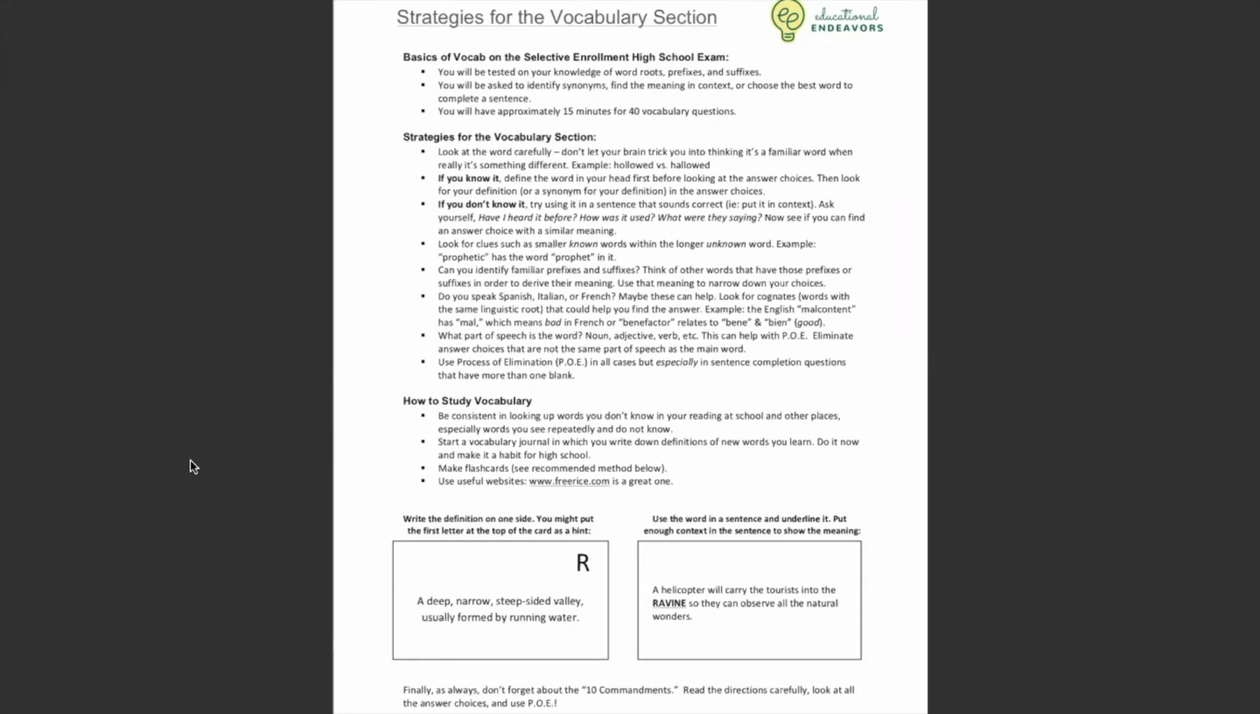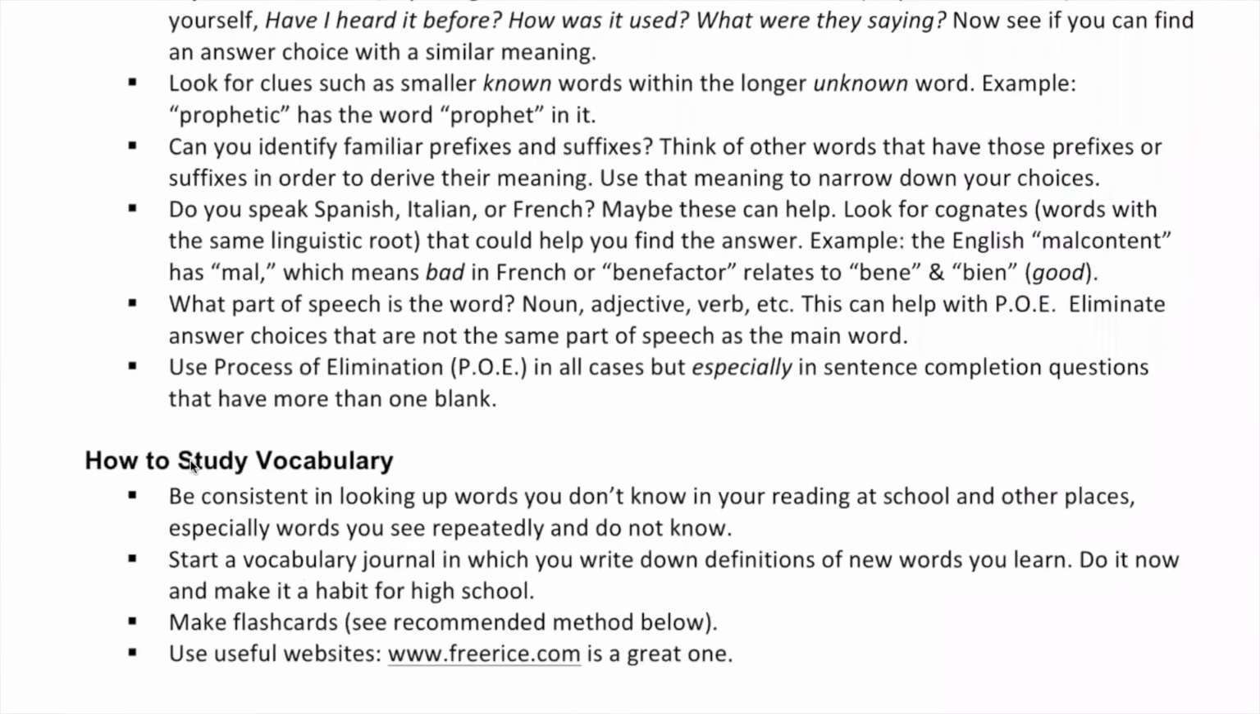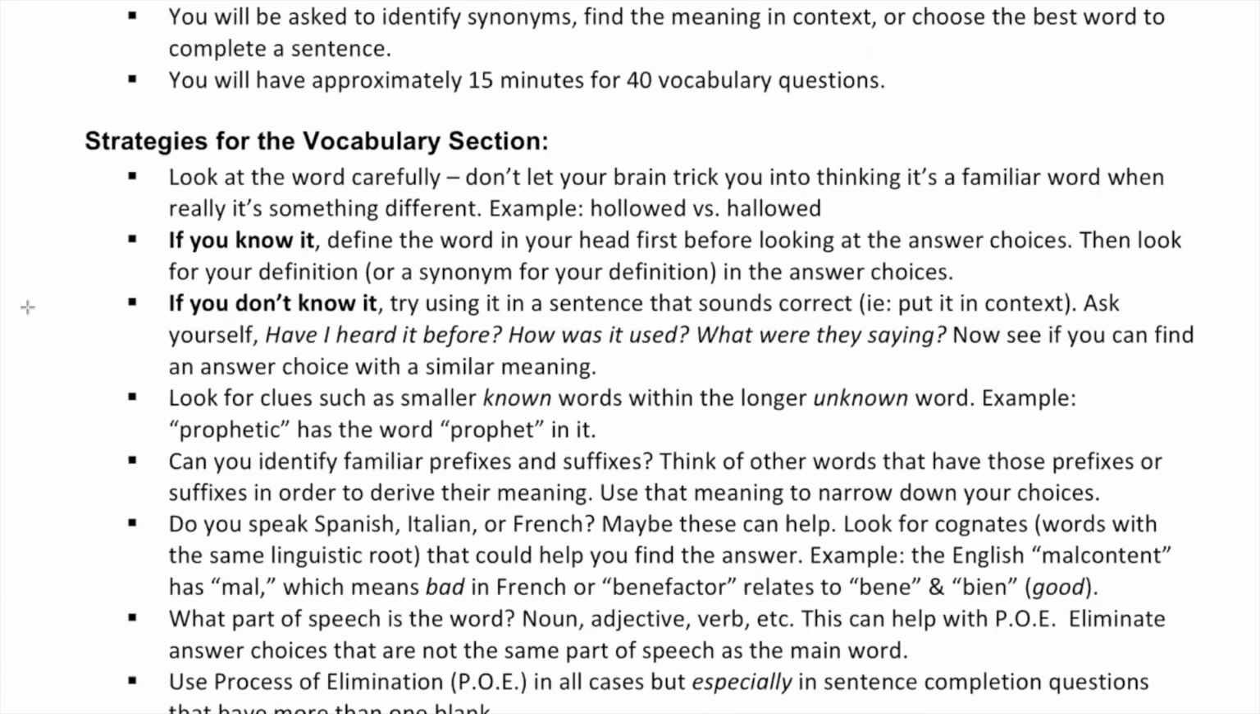In this module, we'll be looking at how to use vocabulary strategies. Specifically, if you don't know the word, try using it in a sentence that sounds correct. In other words, put it in context. Ask yourself, have I heard it before? How was it used? What were they saying? Now see if you can find an answer choice with a similar meaning.